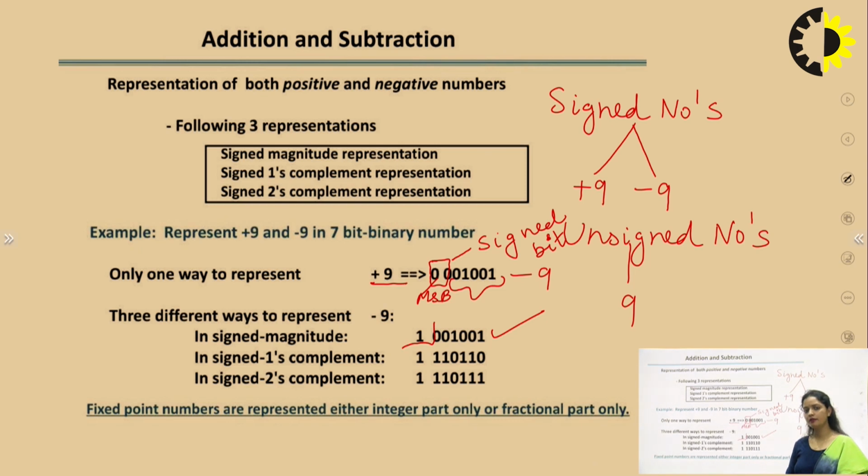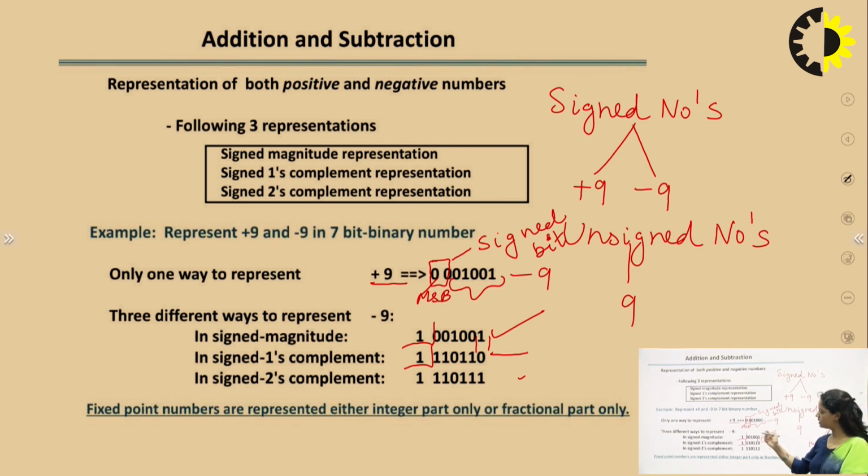Whereas in 1's complement and in 2's complement, in 1's complement we will invert these bits. The 1 will become 0, and 0 will become 1, 0 will become 1 again, 1 will become 0, 0 will become 1, and this 0 will become 1. And here, the most significant bit will remain 1, because we are representing a negative number, that is -9. So the code for -9 in 1's complement representation is 1 110110.